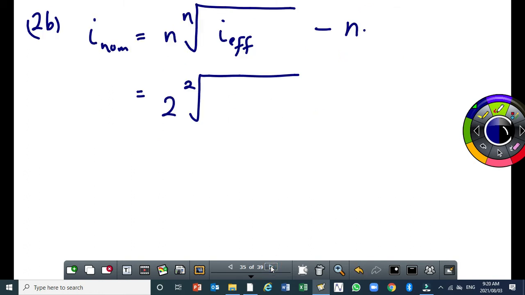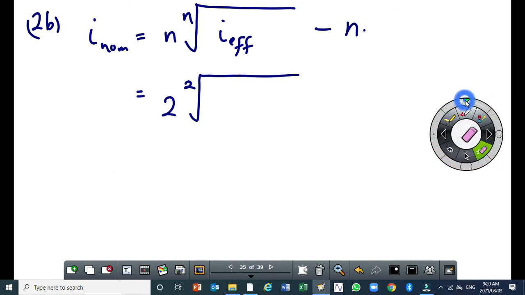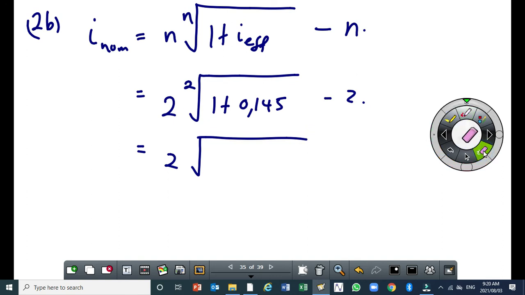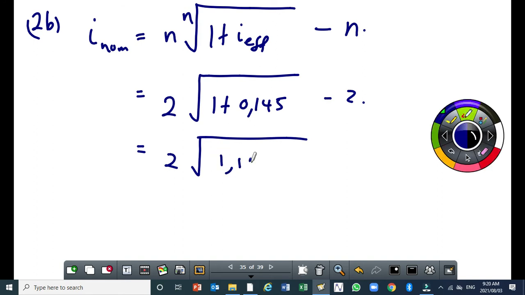In fact, I was supposed to put 1 plus. Let me change that. Let me change this to 1 plus. So that should be 1 plus I effective, like that. So that would be 1 plus 0.145. Then you subtract 2. And this is the same as 2 times the square root, but since it's a square root, we don't have to put the 2 here. Right? Then we get the square root of 1.145, minus 2.